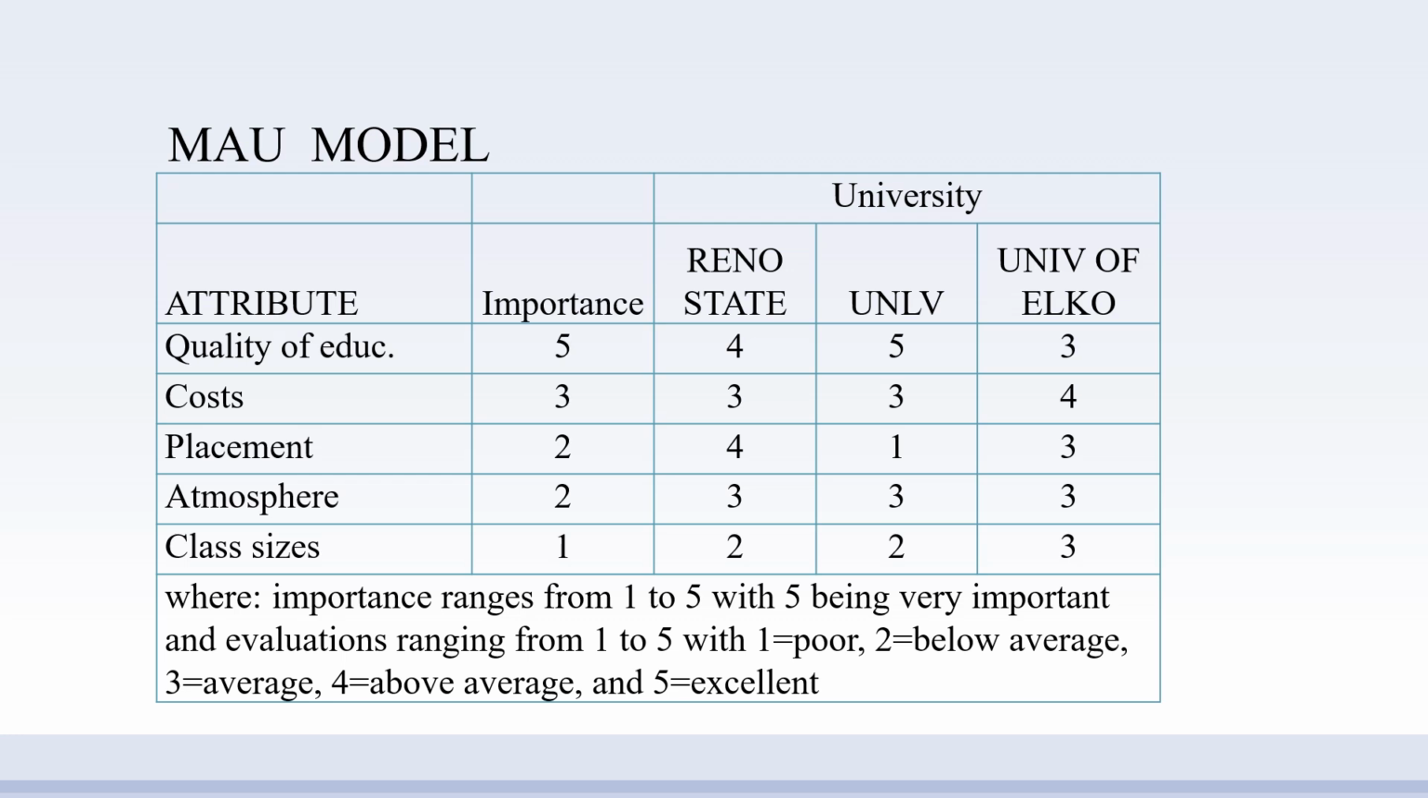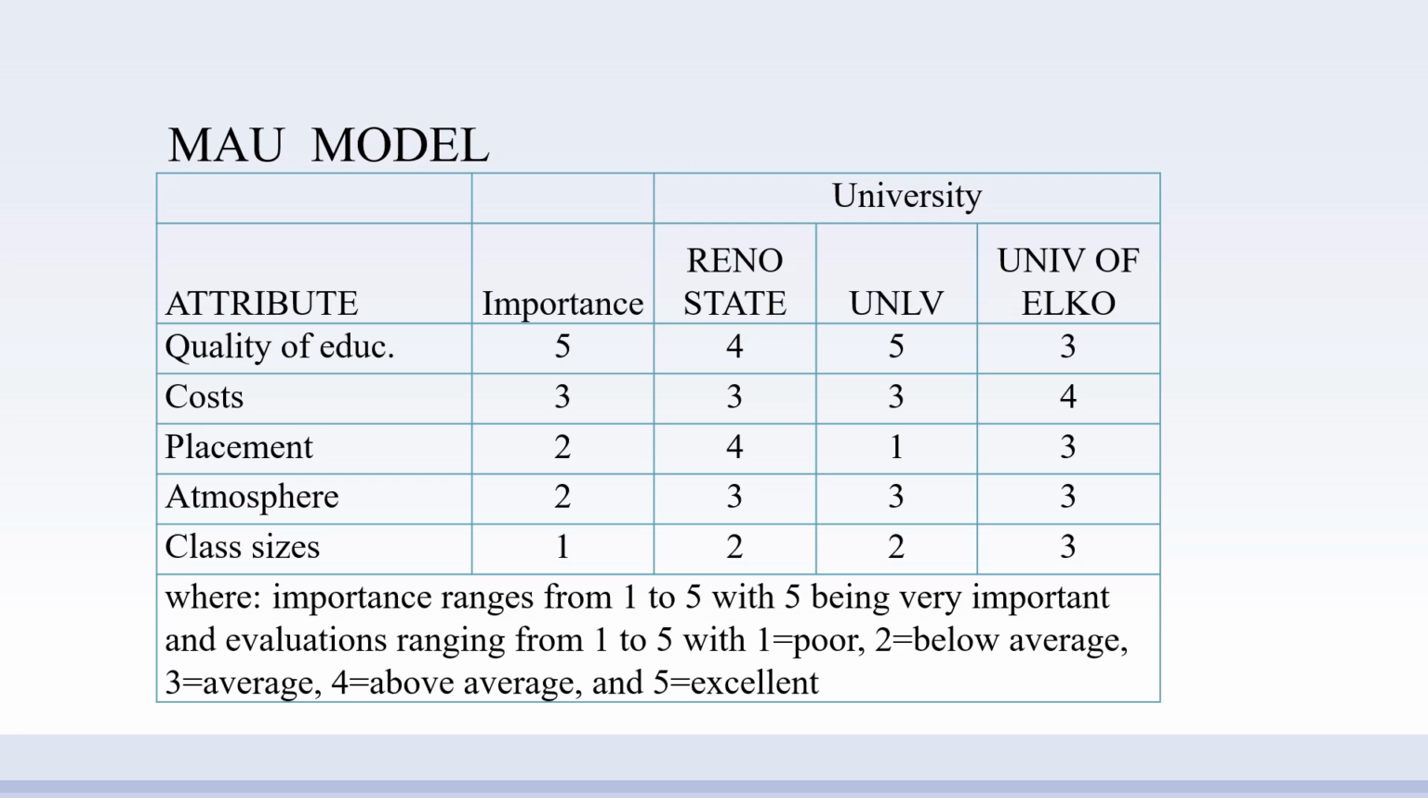How good is the quality of education on a scale of 1 to 5, where 1 is poor and 5 is excellent? And so you can see that on quality of education, UNLV scored a 5 out of 5, which is as good as you can get. Reno State got 4 out of 5, and the University of Elko got 3 out of 5.